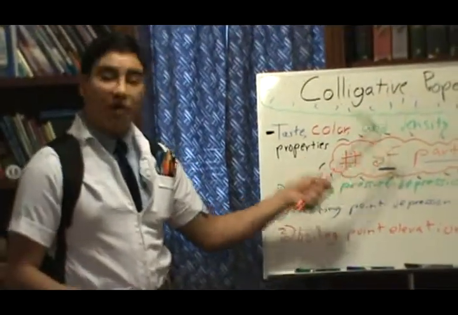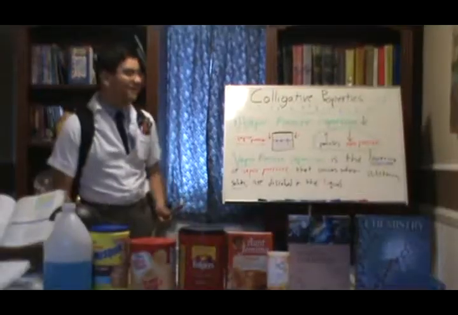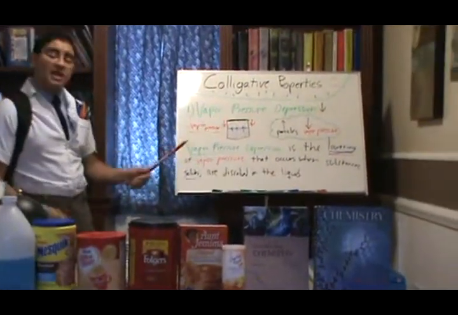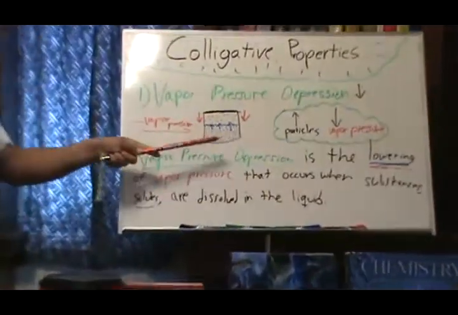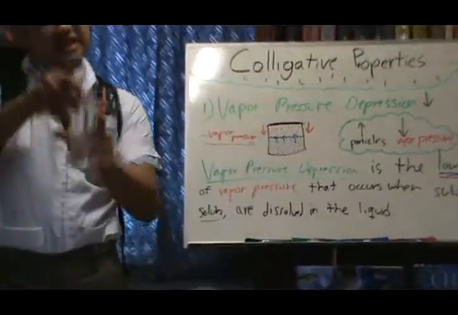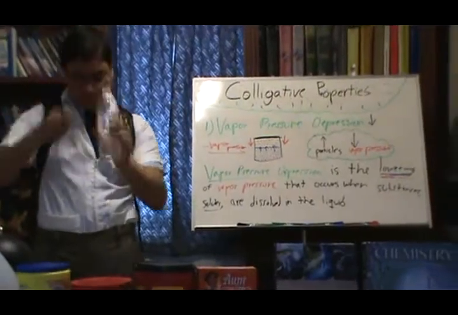Remember, number of particles. Let's look at vapor pressure depression. But before, what is vapor pressure? Vapor pressure is the pressure of a vapor, the gas particles escaping from a liquid, exerted on the liquid, like the space of vapor on this water.